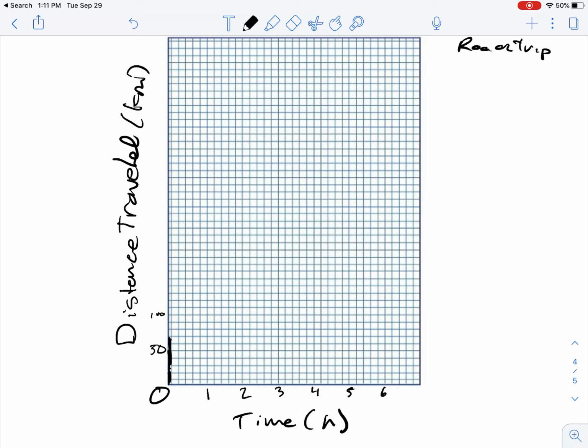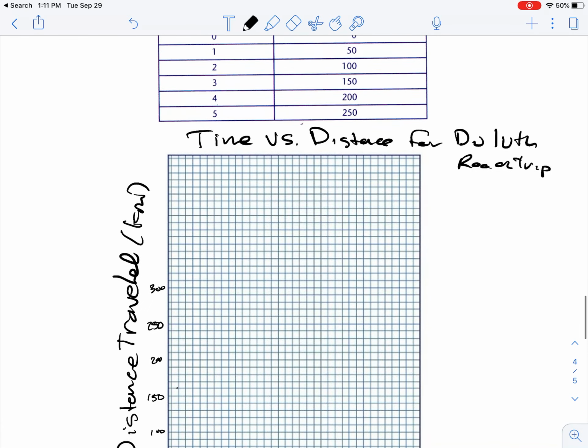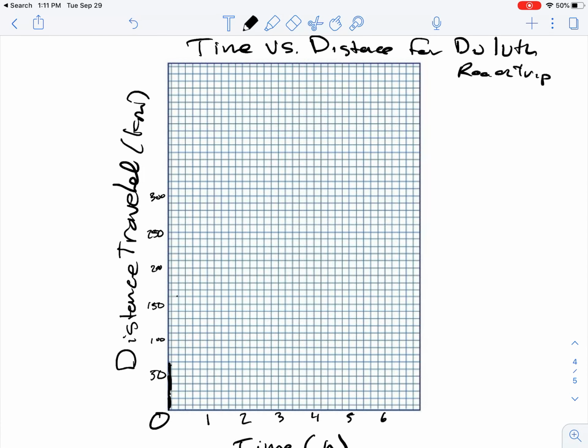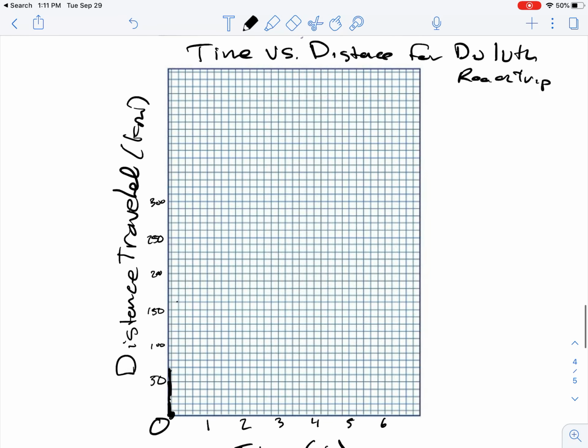150 is going right there. 200 is going right here. 250 is going right here. And 300 is going right there. And you'd go so forth up. Okay, I'm not going to spend a bunch of time doing that. So my first data point is 0, 0, which is going to go right there at the bottom. The next one is 1 and 50. So 1 is right here, 50 is right here.